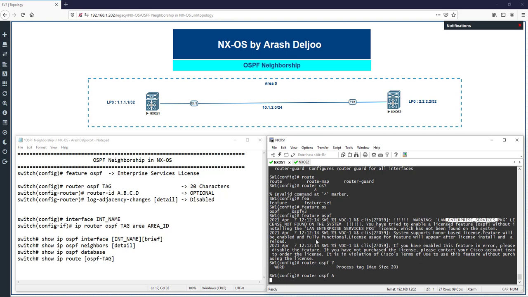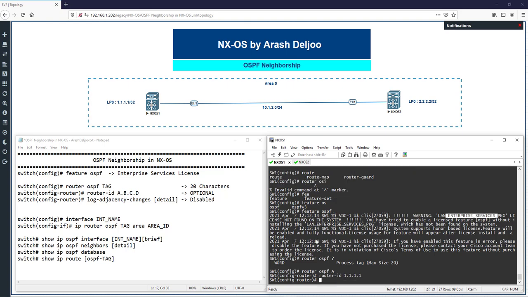Okay, now we configured OSPF. If you want, you can use the router-id command. Let me configure the router ID on this router. The router ID, for example, can be quad 1. This is the router ID of this router. Now we have OSPF A with the router ID of quad 1. Okay, these two commands. Now we need to configure OSPF on Eth1/1.